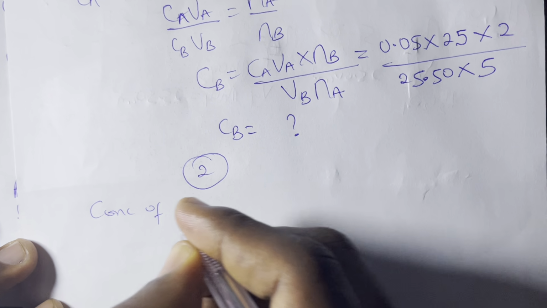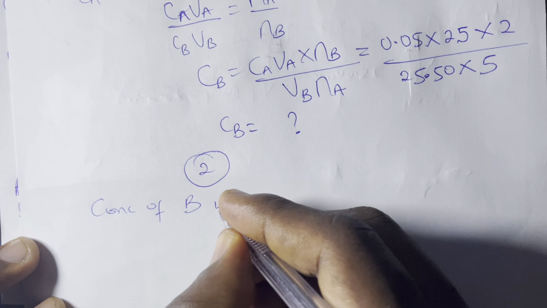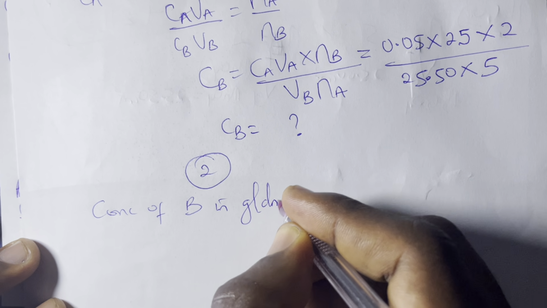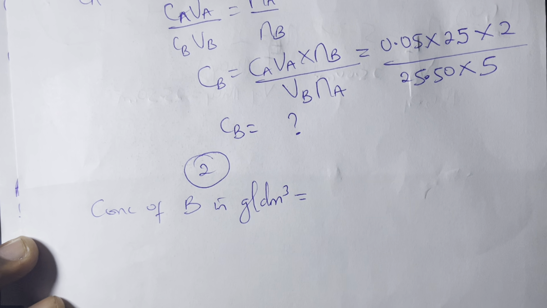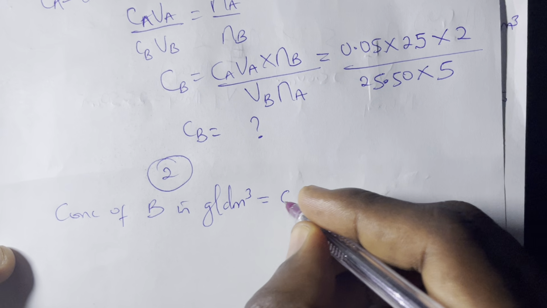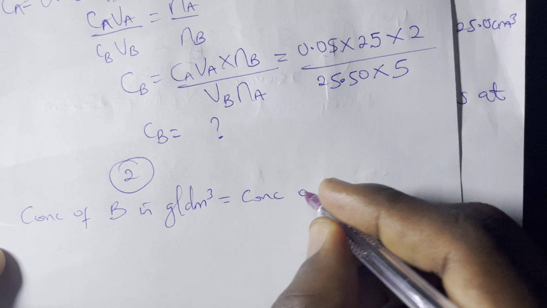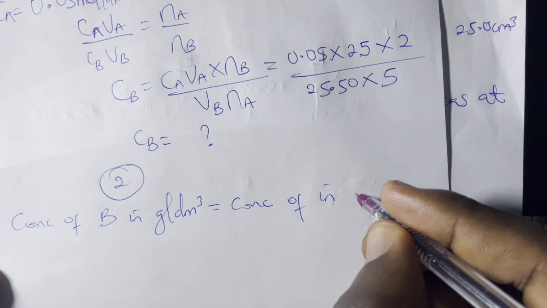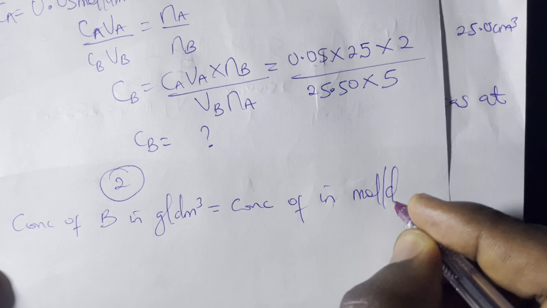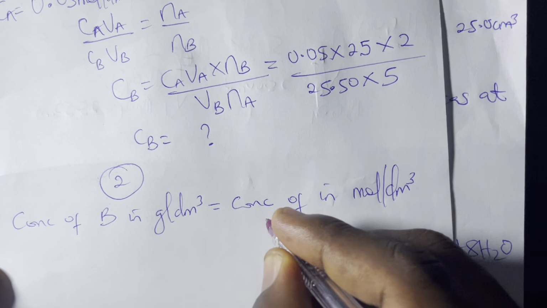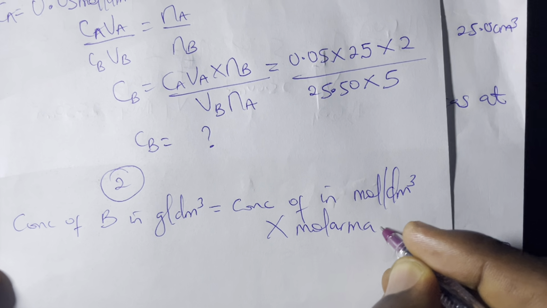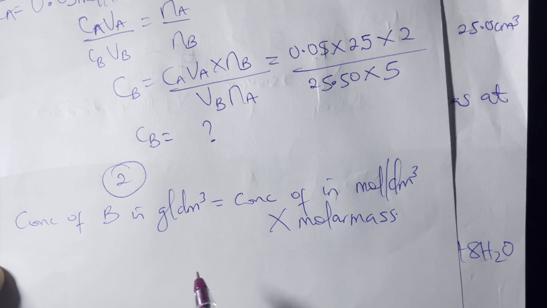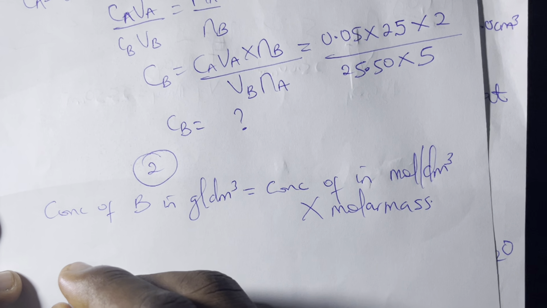Concentration of B in gram per dm cube is going to be the concentration of B in mole per dm cube, multiplied by the molar mass. So what's the molar mass of KMnO4? You have to show the calculation.